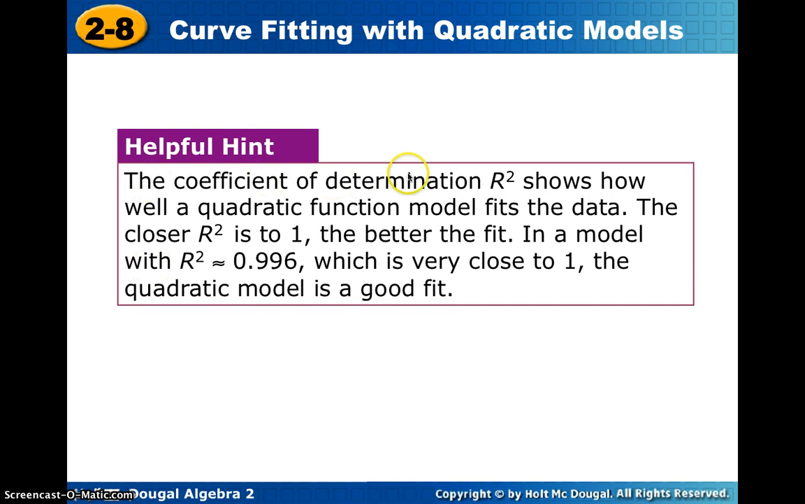The coefficient of determination, r squared, shows how well a quadratic function model fits the data. The closer it is to 1, the better the fit. In a model with 0.996, which is very, very close to 1, the quadratic model is a good fit. And that's what I was explaining a second ago.